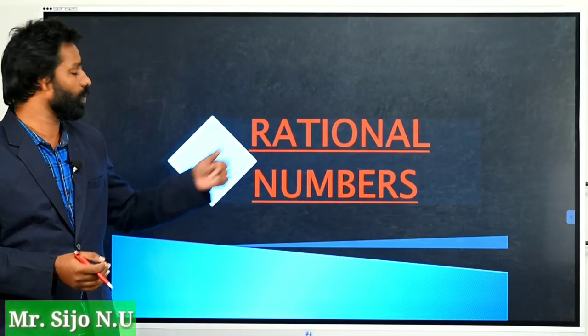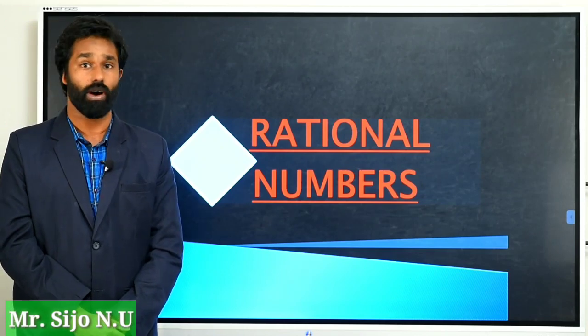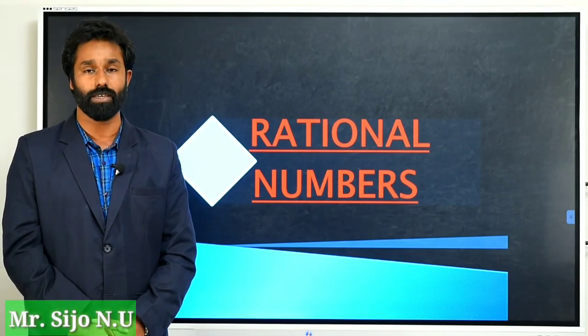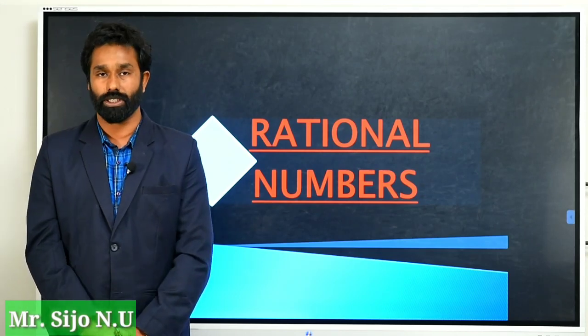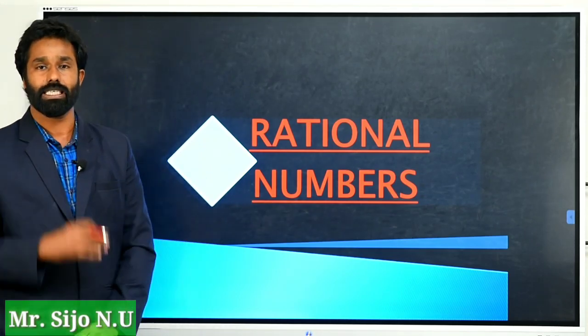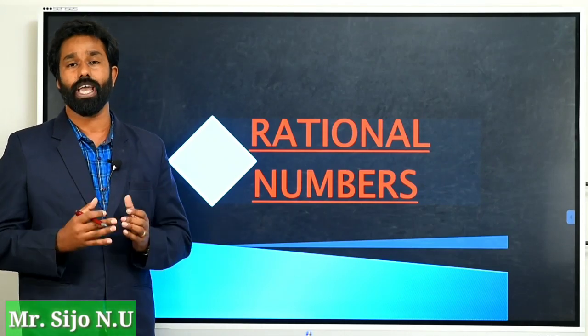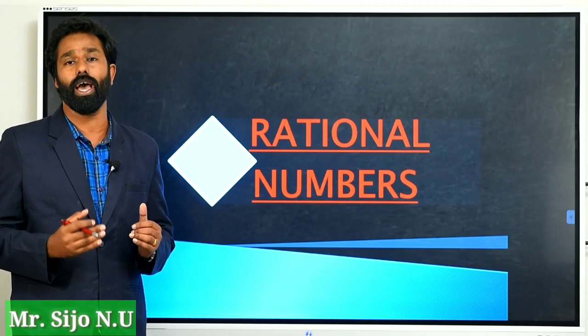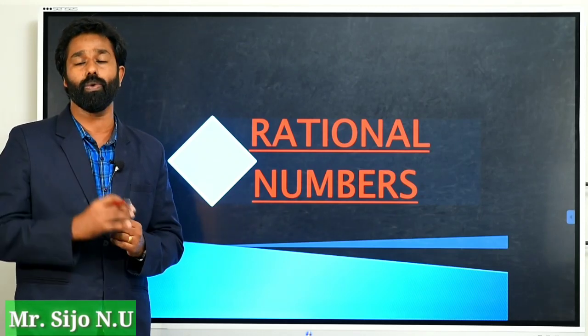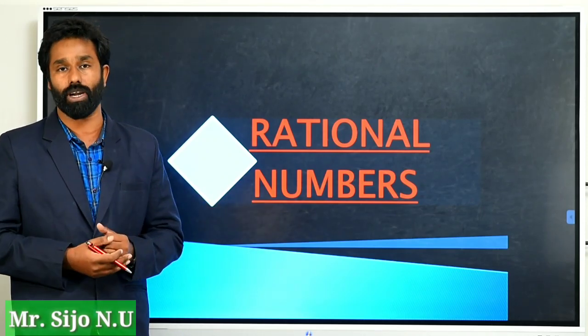Then only we come to this section, rational numbers. Of course, our first chapter name is itself rational numbers. So what are rational numbers? It is the numbers which we can write in the form of p by q, where p and q are integers and q not equal to 0. That is the definition of rational numbers.